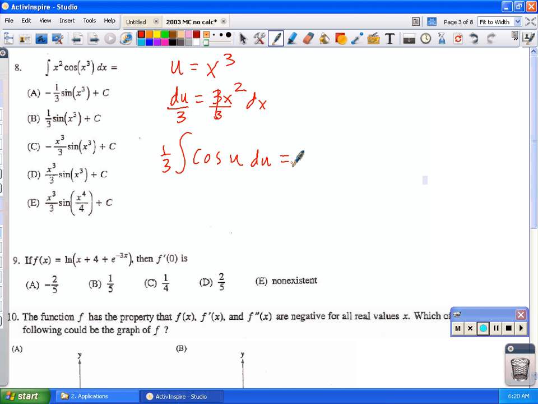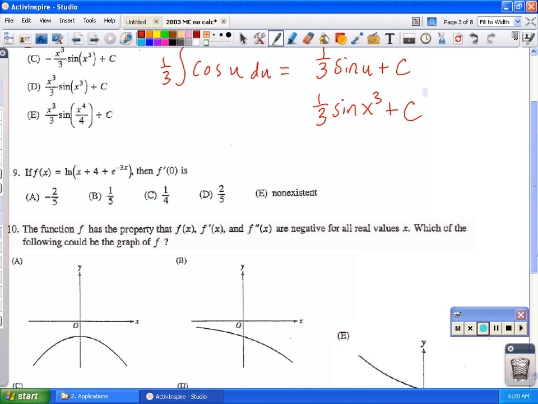The antiderivative of cosine is sine, so I get 1/3 sine u plus c. I'm going to make my replacement back. u is equal to x cubed, so I get 1/3 sine x cubed plus c, which is letter B.